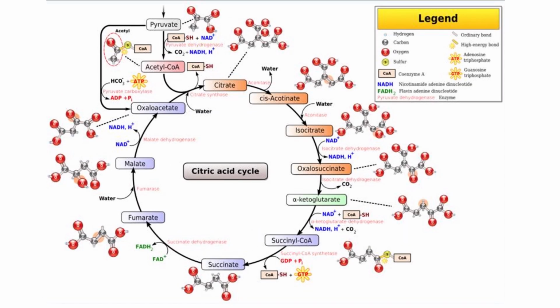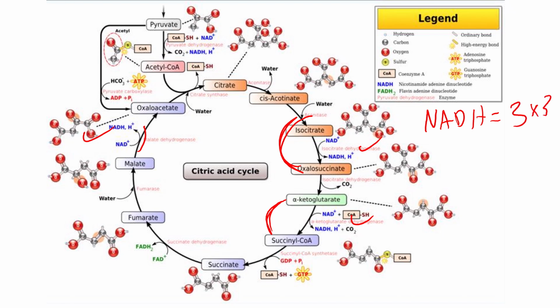So let's go over the energetics from the Krebs cycle. When I say energetics, how many ATPs do we make? If you see between isocitrate and oxalosuccinate, we make an NADH. Between alpha-ketoglutarate and succinyl-CoA, we make another NADH. Between malate and oxaloacetate, we make another NADH. So NADH, when it goes to the electron transport chain, makes 3 ATPs. Remember, we have 3 of them. So that's going to be 9.